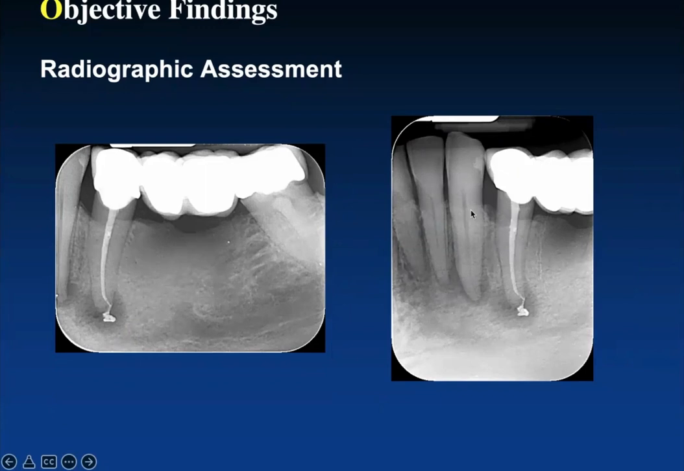Sometimes you might get a negative result and you think it's just because it's calcified, because you got negative results on the other teeth. So you need to use a different test, like electric pulp testing.